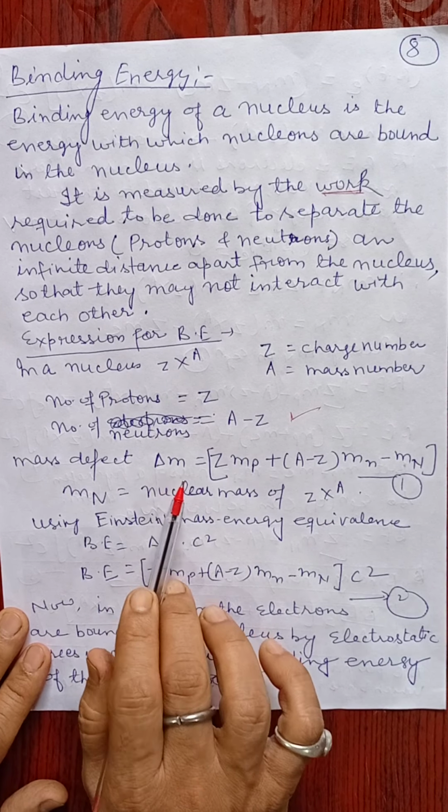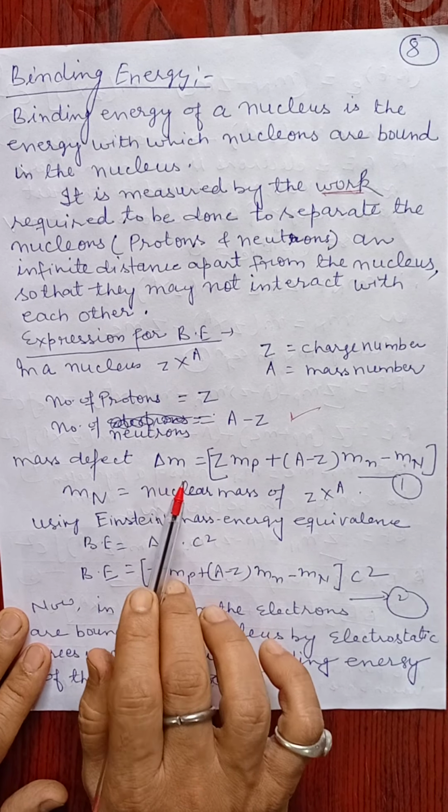Using Einstein's mass energy equivalence, binding energy is equal to delta M c squared. Now we can put in the value of delta M from the above equation. So binding energy comes out to be [Z Mp plus (A minus Z) Mn minus Mn] c squared.